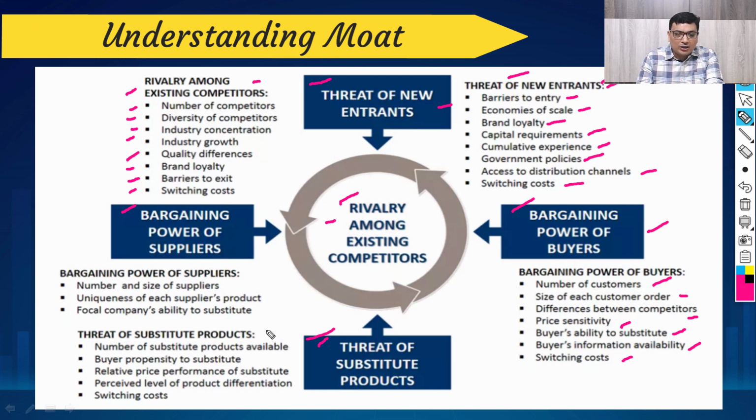So what is the threat of substitute products: the number of substitute products available, buyer propensity to substitute, relative price performance of the substitute, perceived level of product differentiation, and switching cost. All these things you have to understand, whether the substitute product is easily available. If the substitute product is not easily available, then that is a moat for a company. But if the substitute product is easily available, then it is a negative on the other side. So you have to keep all these things in mind while deciding.